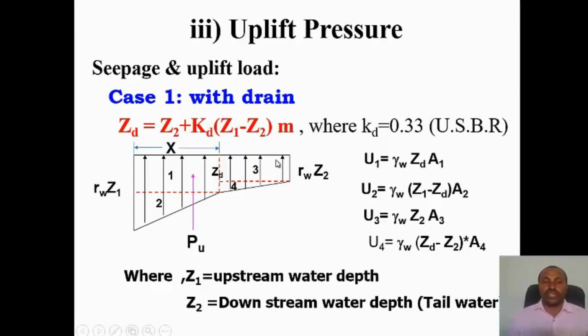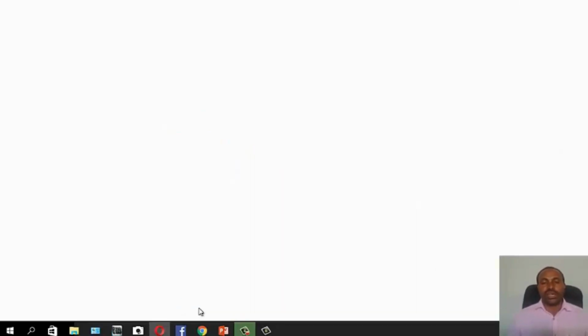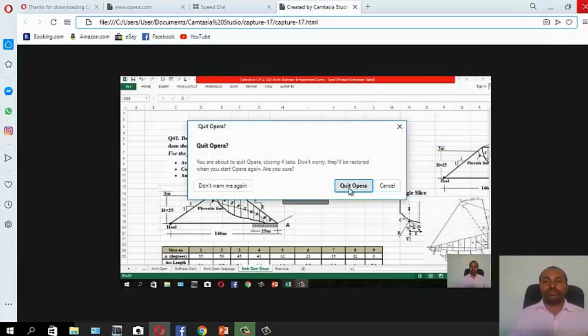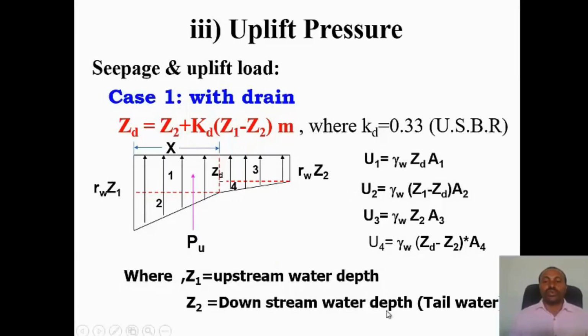So under this formula, KD is the drain coefficient, 0.33, which is according to USBR. So you have 4 areas. You will calculate U1 as gamma W times ZDT times A1. Once you have ZD using this equation for drain depth, you can calculate. So in each formula, you have uplift pressure, where Z1 is upstream water depth or head water depth, and Z2 is downstream water depth, okay? Downstream water depth. So this is important.